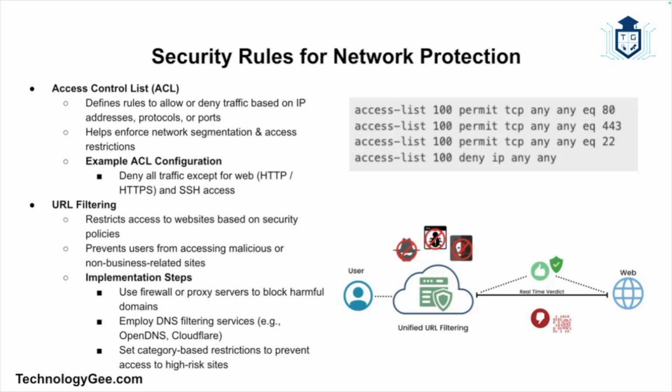An example of an ACL configuration would be to deny all traffic except web and SSH access, as you can see on your screen right here in these commands. And then we have what is called URL filtering, and this restricts access to websites based on policies. The implementation steps are as follows.